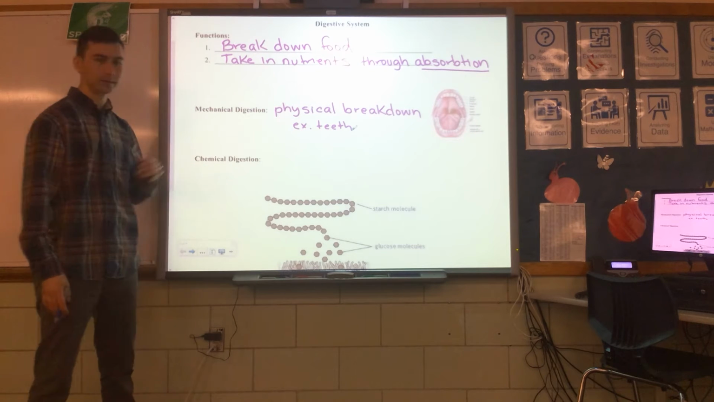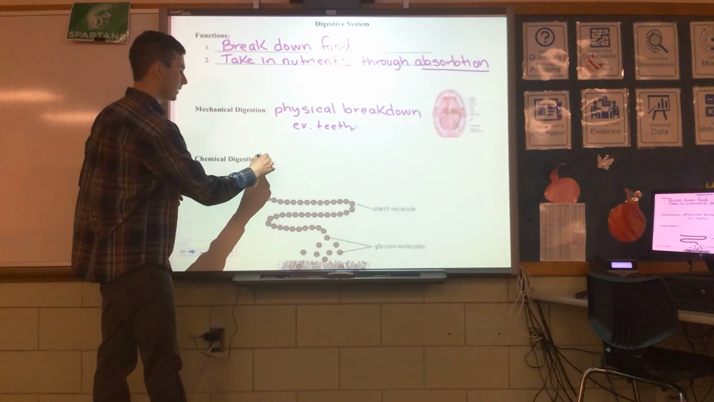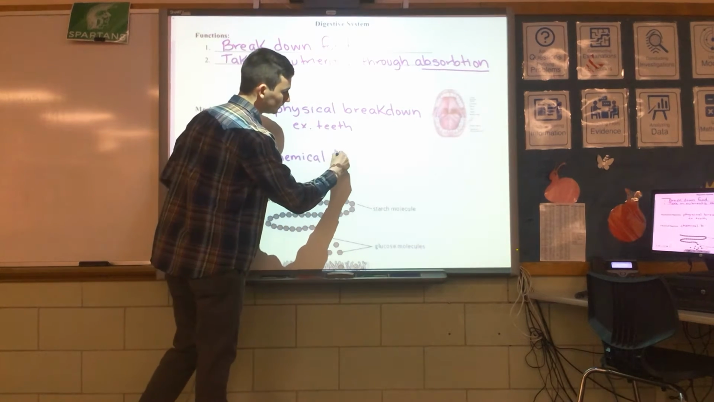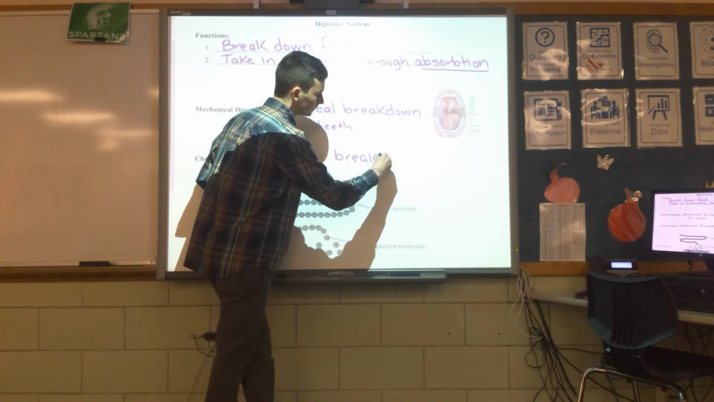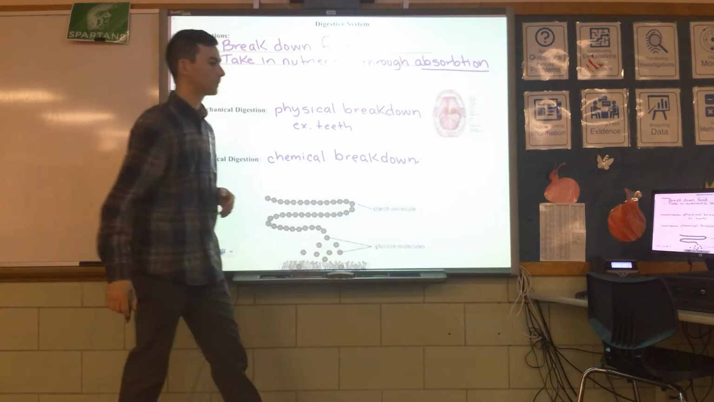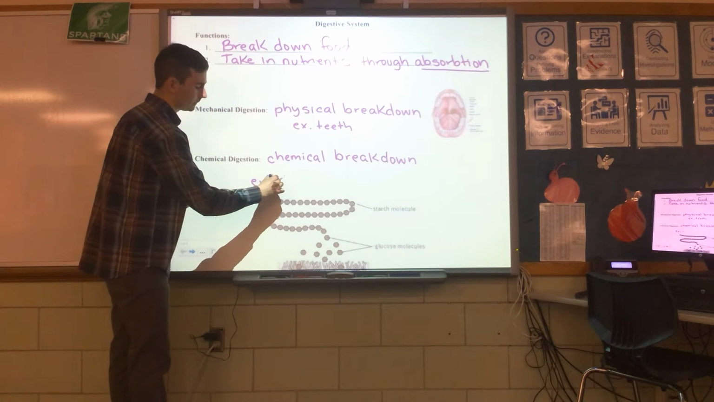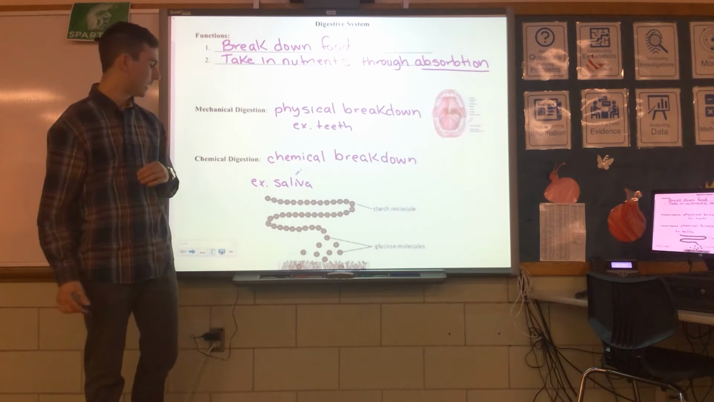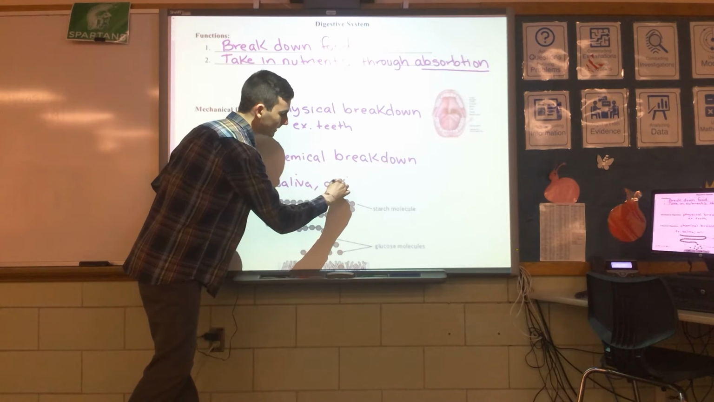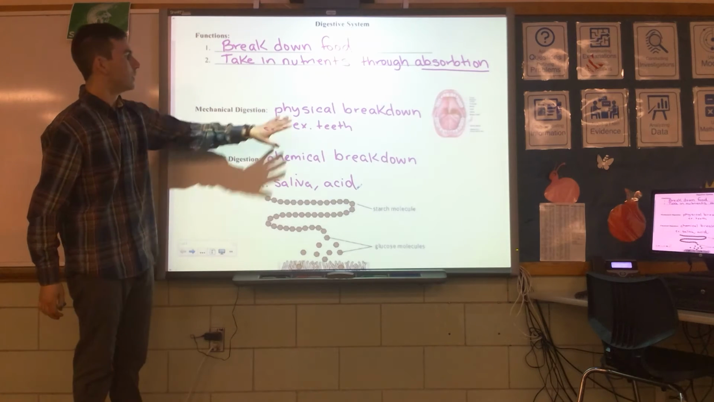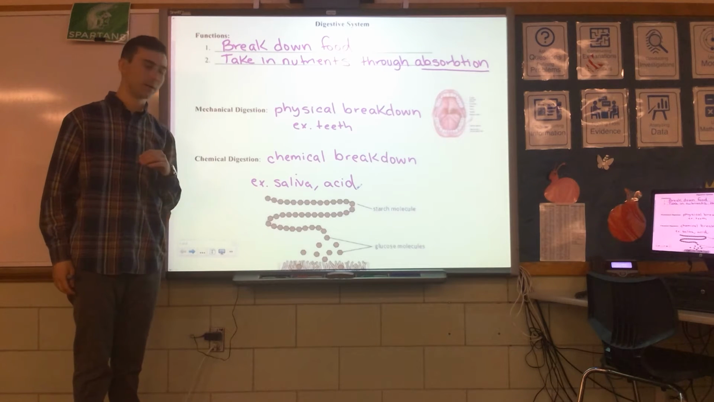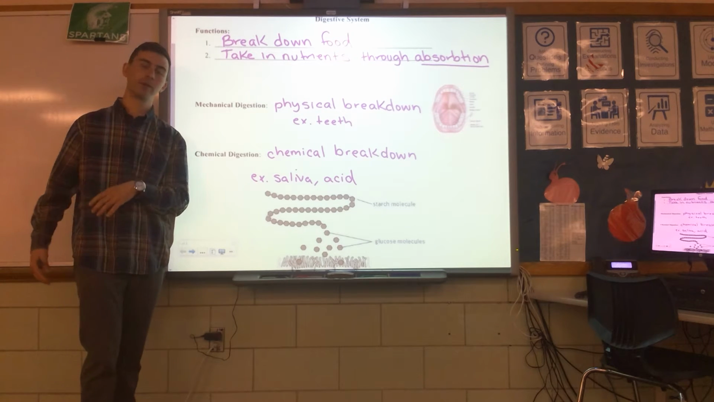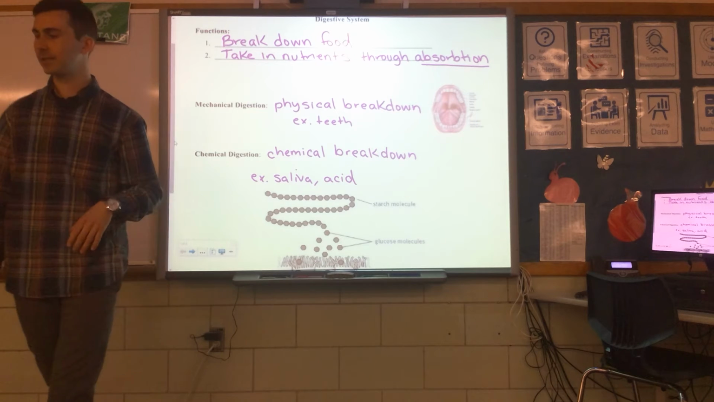Your teeth are going to physically break down that cheeseburger into smaller pieces. The next is going to be chemical digestion, which is exactly like it sounds. It's the chemical breakdown of food. Two examples of this might be the use of your saliva, which is going to break down carbohydrates right in your mouth, or the acid that's in your stomach. Mechanical digestion is the breakdown to smaller pieces. The chemical digestion will be actually breaking down those molecules a little bit further through the use of things like saliva and acid.